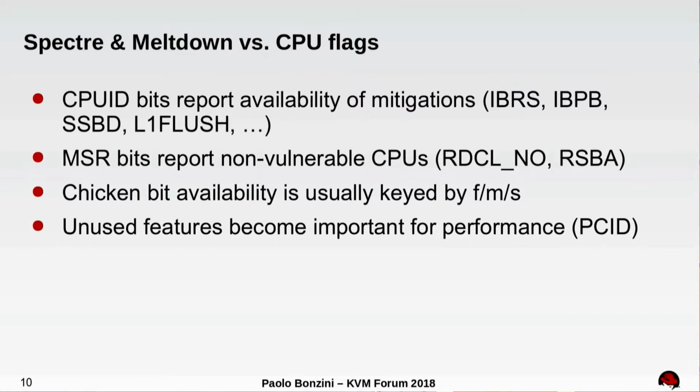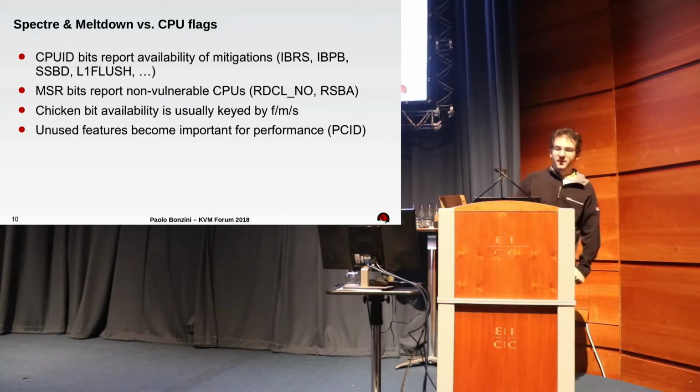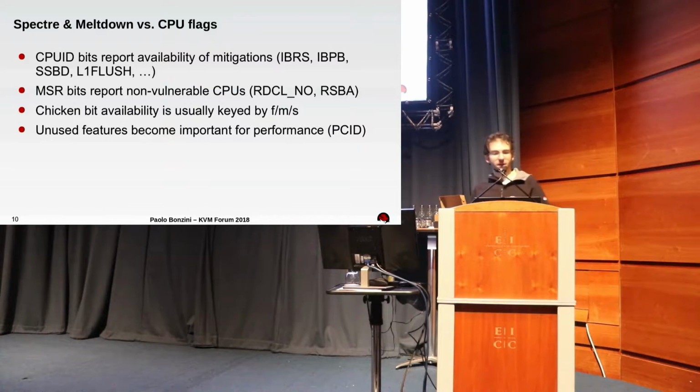So, for example, that's the default that Red Hat uses for OpenStack. So Spectre and Meltdown, let's go to the topic of this talk. Spectre and Meltdown have various ways to report what's going on with these vulnerabilities and the availability of mitigations: CPUID bits, MSR bits. There's also the chicken bit. How many of you know what a chicken bit is?